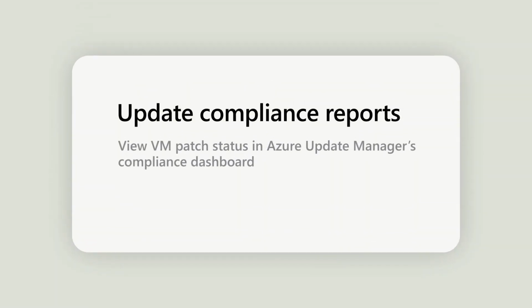First up are update compliance reports that you can access via the compliance dashboard in Azure Update Manager. These offer an overview of the patch status for all VMs in your environment. This dashboard quickly shows which VMs are compliant and highlights those with missed or failed updates. Being able to immediately identify which VMs are vulnerable because they missed a patch allows you to prioritize troubleshooting for non-compliant VMs and focus on machines that need your attention.